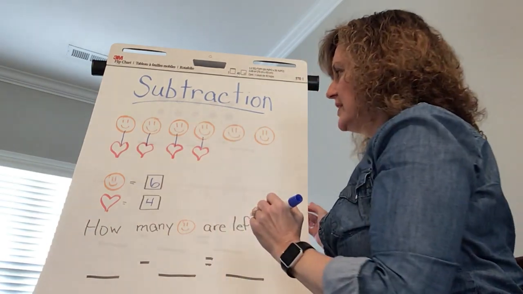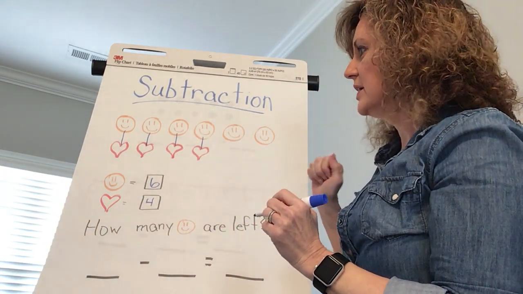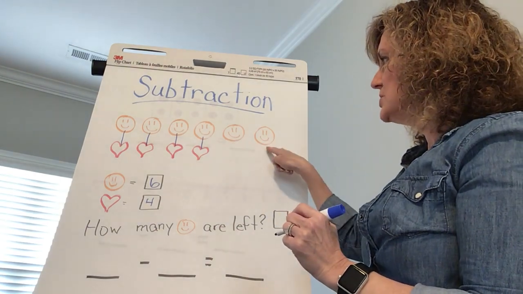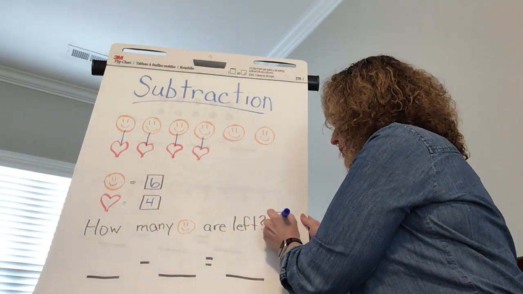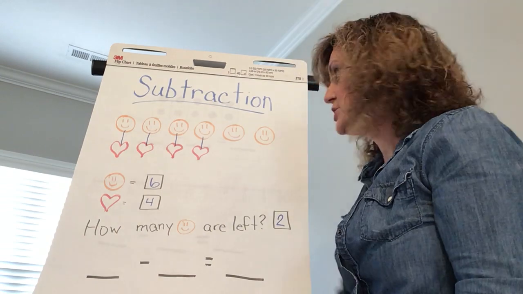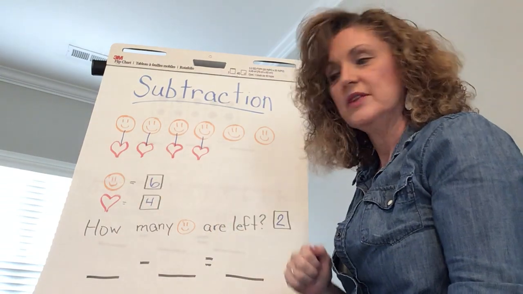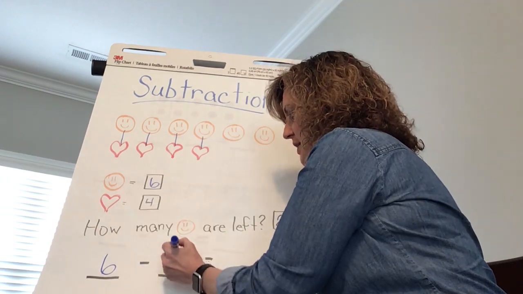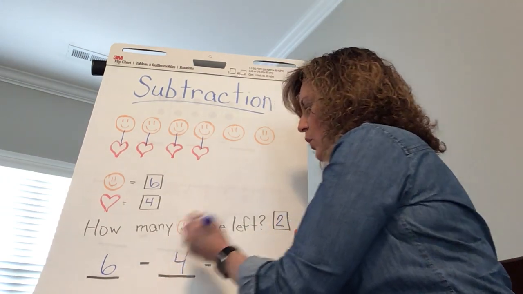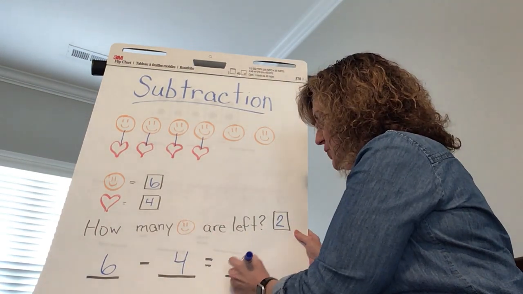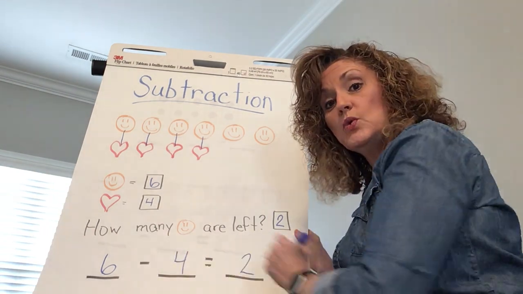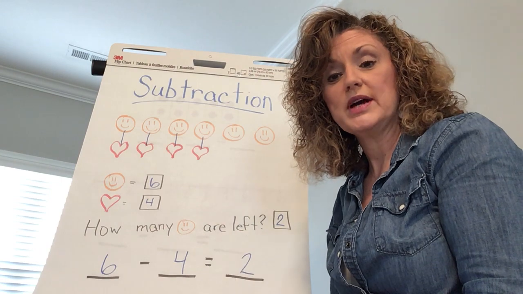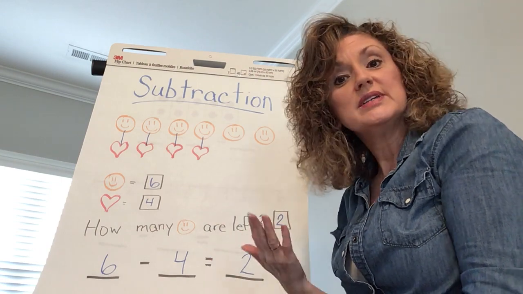So I had 6 happy faces. Then when I took away the hearts, how many happy faces are left? 1, 2. So I can write this as a subtraction problem, starting with my biggest number of 6 happy faces. And I took 4 hearts away, then what was left? I had 2. So 6 minus 4 equals 2. The vocabulary words that go along with subtraction are minus or take away.